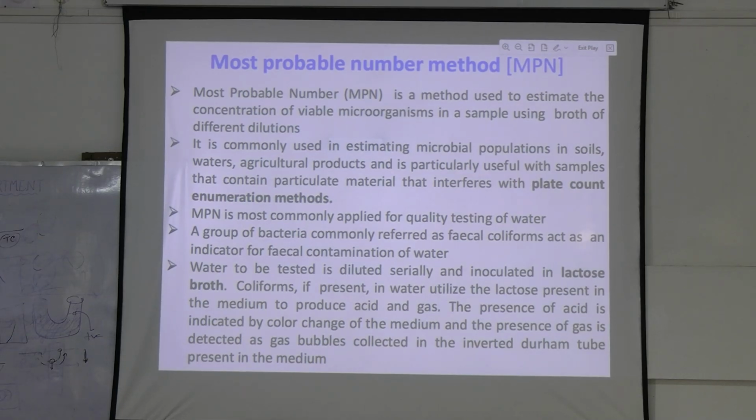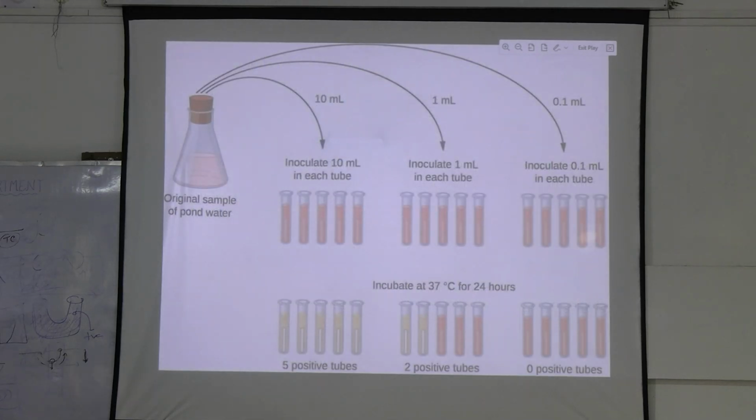So you need to estimate whether there is any pathogenic organism present in that water or not. That is the purpose of the outbreak investigation. Now you have been provided water from 10 ponds. It will become very difficult to identify each and every bacteria in that pond for all of the samples, right? So the most probable number method is used, where we use the same dilution technique.